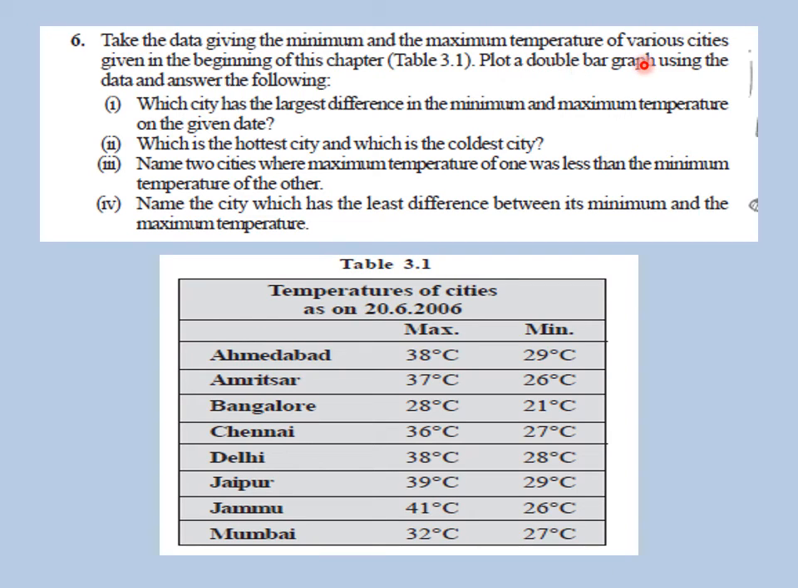Plot a double bar graph. Double bar graph means there will be double bars at each position: Ahmedabad, Amritsar, Bangalore, Chennai, Delhi, Jaipur, Jammu, Mumbai. Plot a double bar graph using the data and answer the following. Let us understand the questions first.